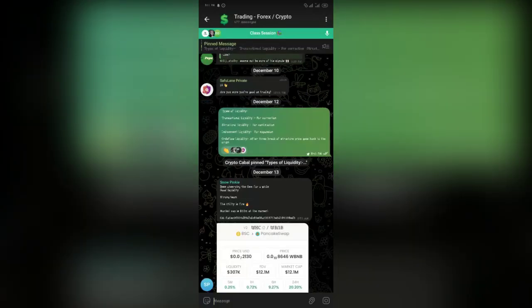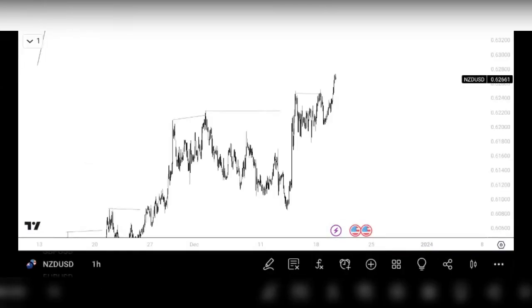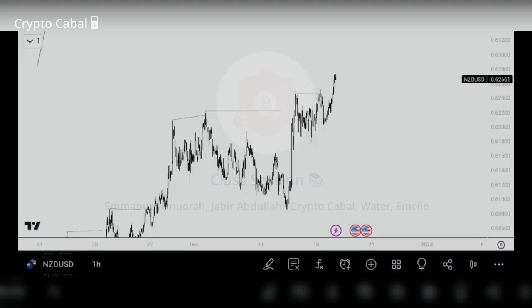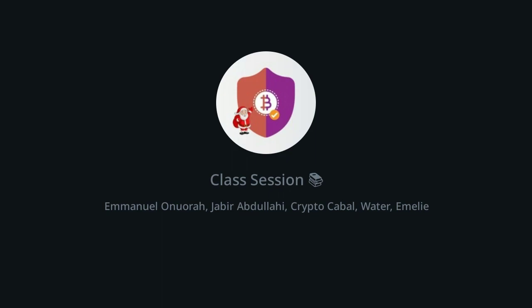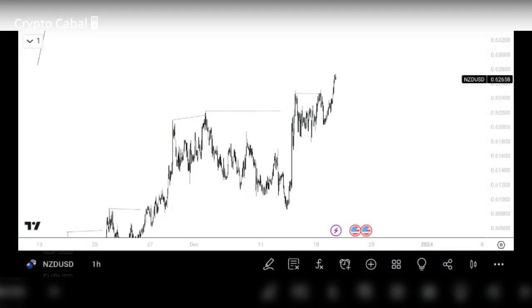structural liquidity for continuation. Now, what do we mean by structural liquidity? What do you mean by structural liquidity for continuation? When we are trading, you understand that price moves from one liquidity point to the other, right?